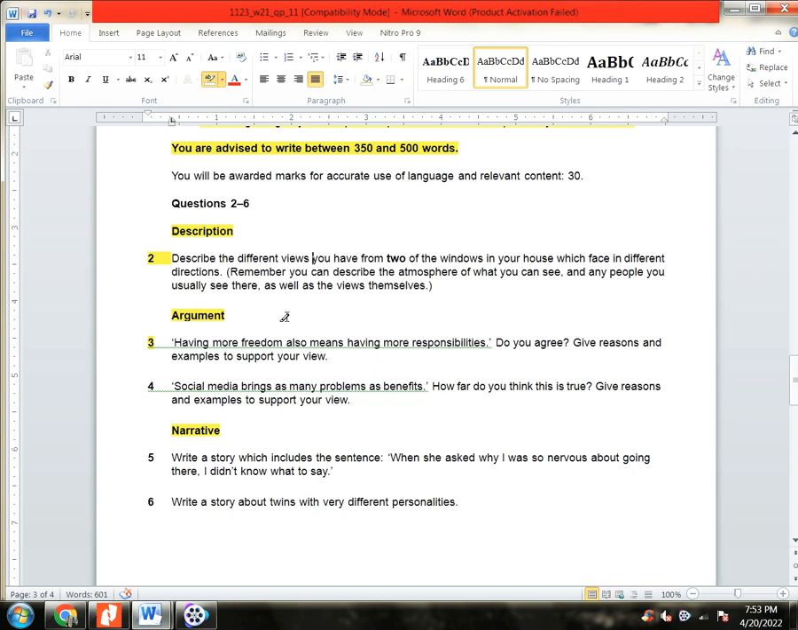Having more freedom also means having more responsibilities. Do you agree? Give reasons and examples to support your view. All right, so it has to be based on reasoning. Next one is: social media brings as many problems as benefits. How far do you think this is true? Give reasons and examples, right?